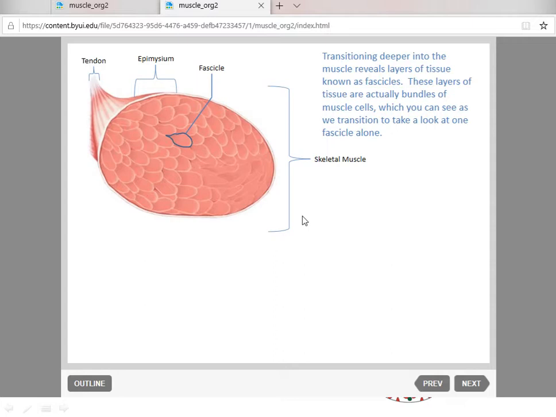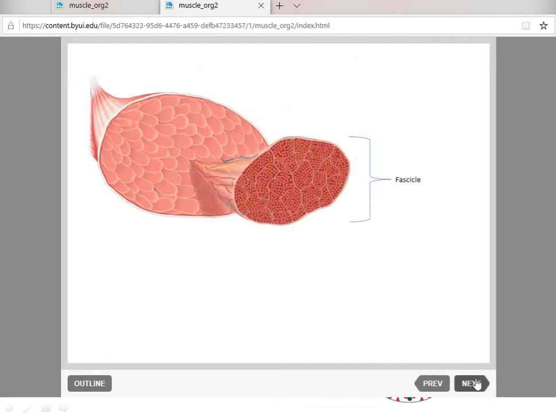Next one is the fascicle. Transitioning deeper into the muscle reveals a layer of tissue known as the fascicle. These layers of tissue are actually a bundles of muscle cells, which you can see as we transition to take a look at one fascicle alone. See, this is only one fascicle.